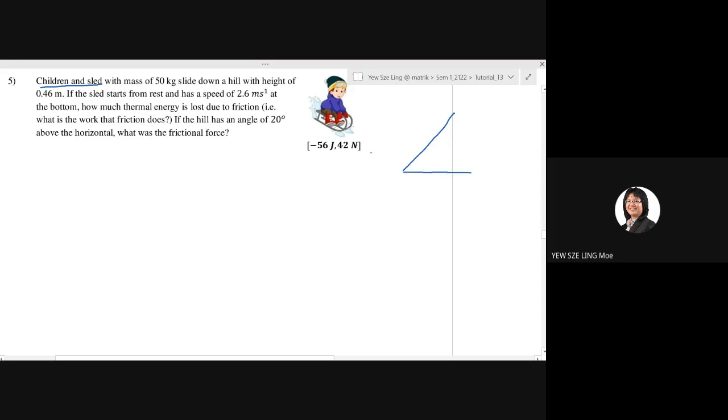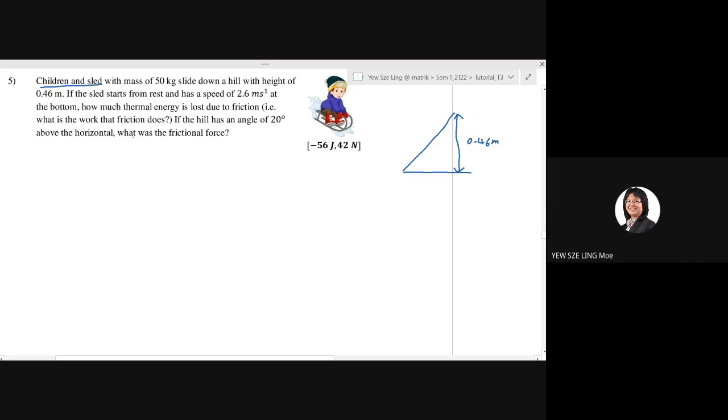So it tells you the height of this hill is now equal to 0.46 meter. Don't get the wrong idea. Height means from the ground to its current position. It doesn't mean displacement. Students often get it wrong because they think this 0.46 is a displacement along this inclined surface, which is incorrect.